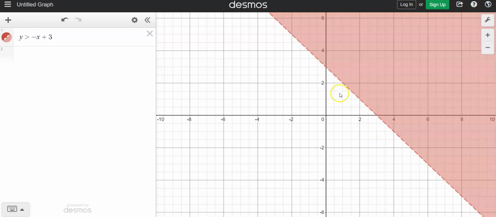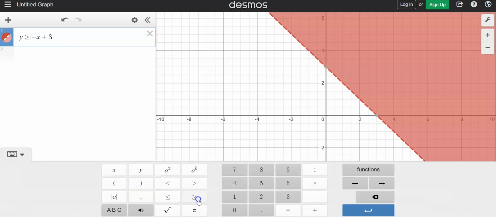Now, I want you to notice one other thing. This line is dashed. It's dotted. See how this is broken up? There are little gaps here. If I were to change this symbol, it's just greater than right now, if I were to change it to greater than or equal to, notice it makes it solid.